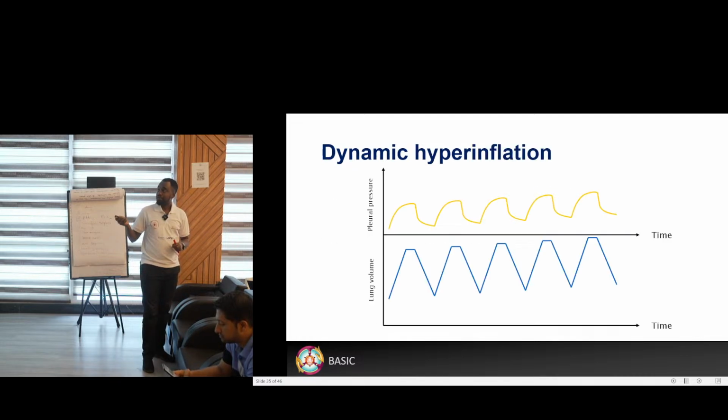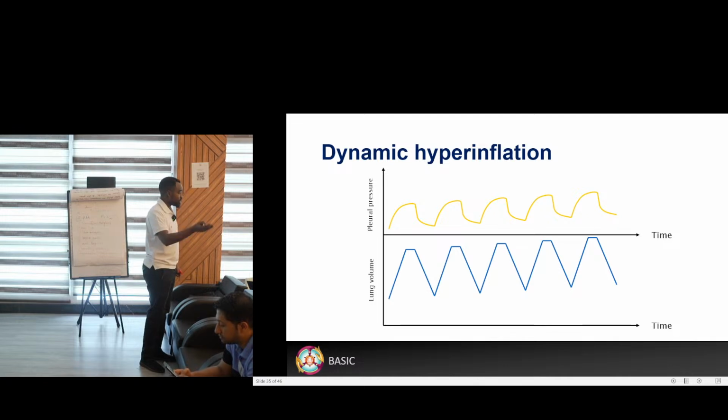Dynamic hyperinflation. This is when you are hyperventilating your patient, either you have put them on a high respiratory rate, or you're using a high tidal volume. So now your patient has a shorter time for exhalation. Eventually, your lungs keep on expanding, and you have gas trapping inside the alveoli, and eventually a very huge positive pressure inside the alveoli, and eventually hypotension.